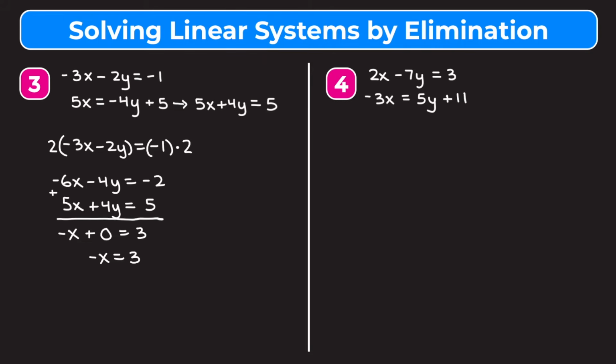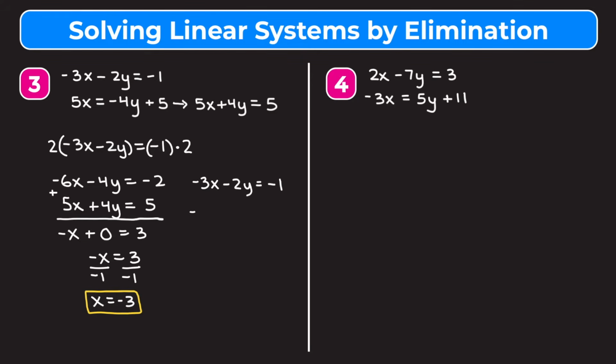And we just have to get rid of this negative, so we're going to divide both sides of our equation by negative 1. On the left side, we're left with x, and on the right, we get negative 3. So we get that x is equal to negative 3. And now what we want to do is take either equation, and we're going to plug in negative 3 for x and solve for y. So I'll take our top equation, so I have negative 3x minus 2y equals negative 1.